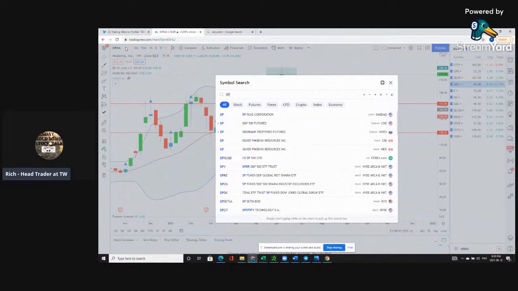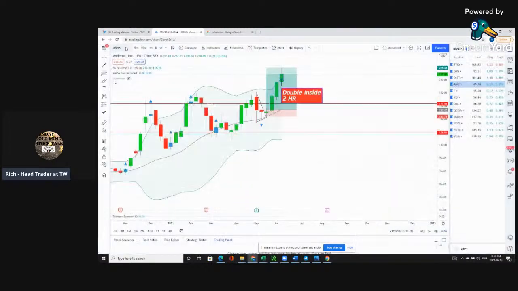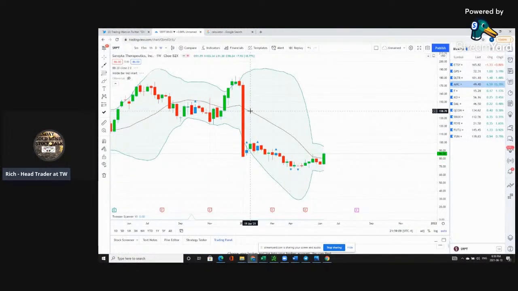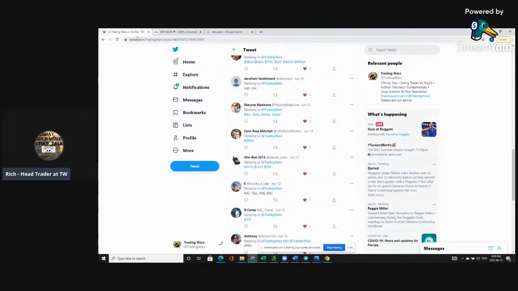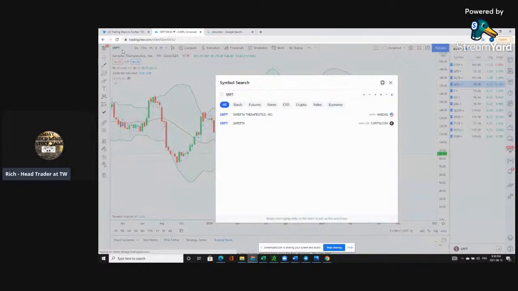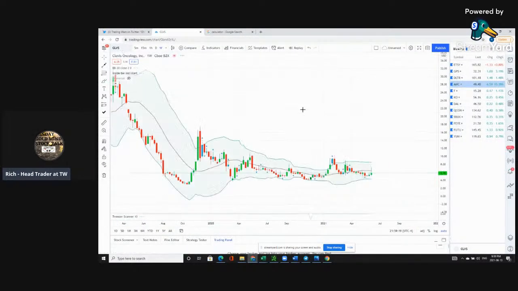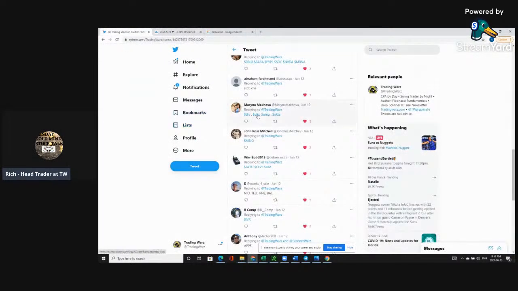SRPT. Yeah, so these ones I kind of stay away from. Anytime we have a huge candle like that, I'm out, because that means there's manipulation. So I wouldn't risk my money in something like that. Never. I think we went through this one already.